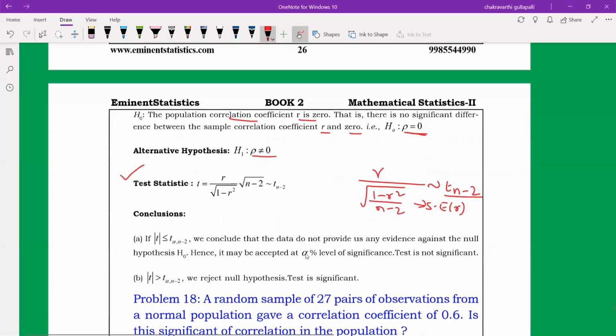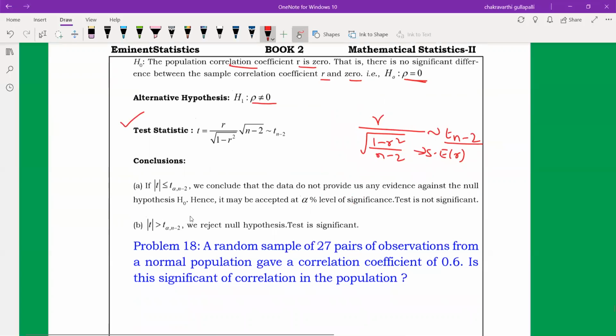Remember this one. If t calculated is less than or equal to t table value, we accept H naught, otherwise we reject H naught, at alpha percent level of significance with degrees of freedom n minus 2. Here the degrees of freedom is the sample size minus the number of linear constraints or unknown parameters, that's why the degrees of freedom is equal to n minus 2. If t calculated is greater than the t table value, we reject the null hypothesis. The corresponding test is significant.